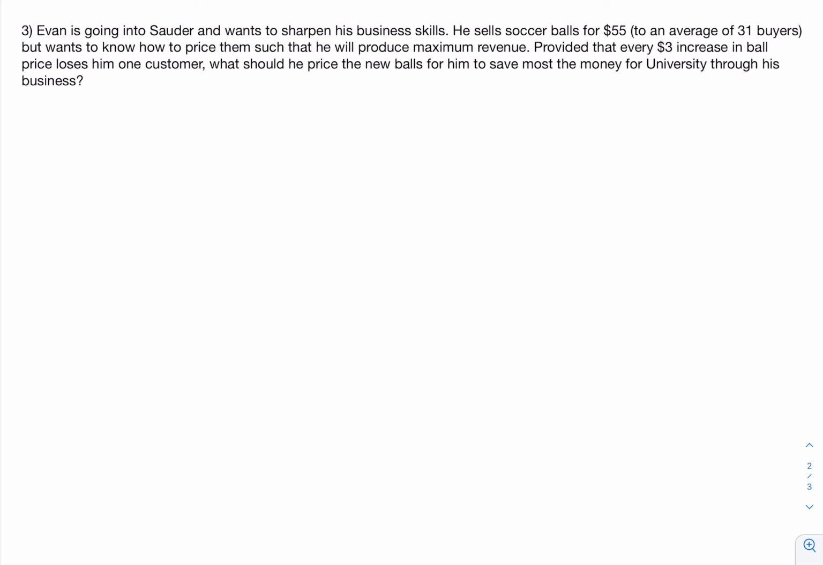But the question also says, provided that every $3 increase in ball price loses him one customer, what price should he choose. So every time he increases the price by $3, he can expect to lose one customer. That's what the first half of that sentence is saying. So if he starts at 55 and does a $3 increase, his new price is $58, and that means he can expect to sell balls to one less customer.